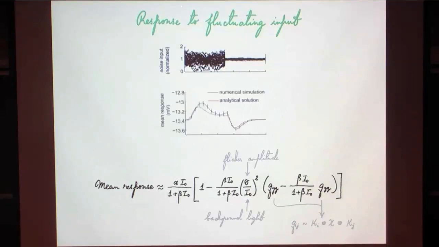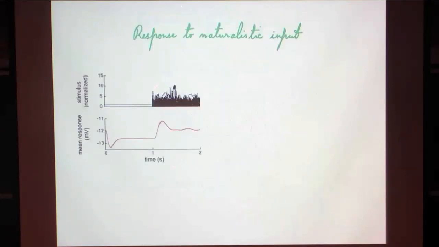For a given set of parameters, this is the kind of mean response you get. When you increase the variance, you have a bump of activity. When you decrease the variance, you have an undershoot of activity. The cell is more depolarized when you have more variance, and more hyperpolarized when it's more deterministic. The same is true for naturalistic stimuli, where the fluctuations are much bigger, so the effect is much stronger.